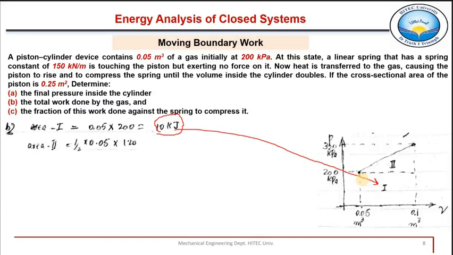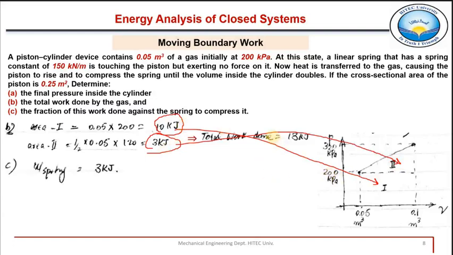Second area, which is a triangle. The triangle area is given by 1 by 2 times the breadth times this height, and this height is 120. Total is 320 from here, so 320 minus 200, this height, is 120. 120 multiplied by this side, which is volume, multiplied by 1 by 2, so that is area 2, and that is 3 kilojoules. So the total work done is 10 plus 3, 13 kilojoules.